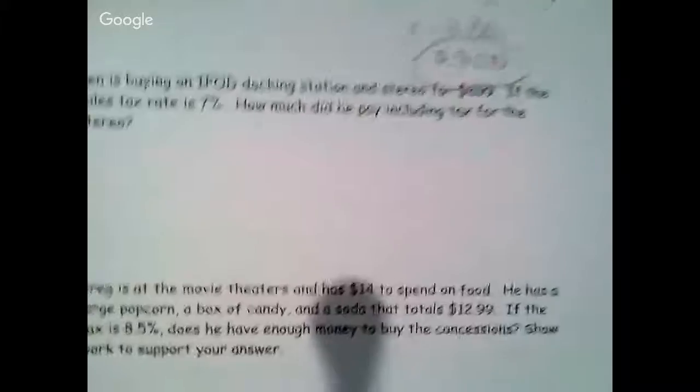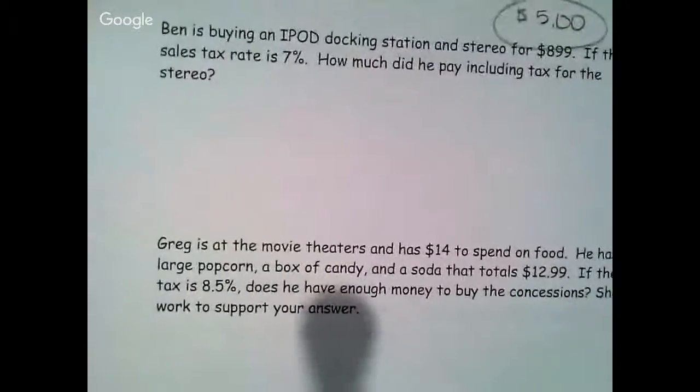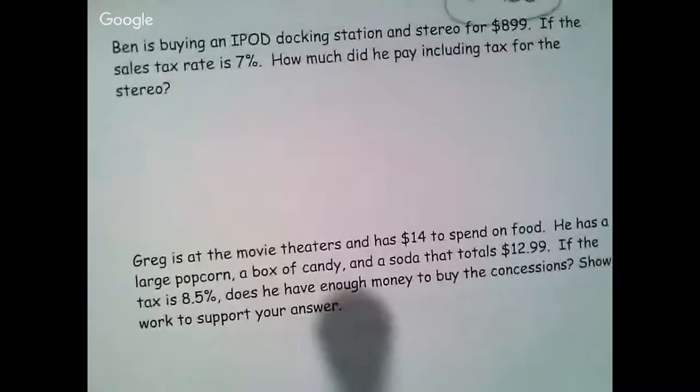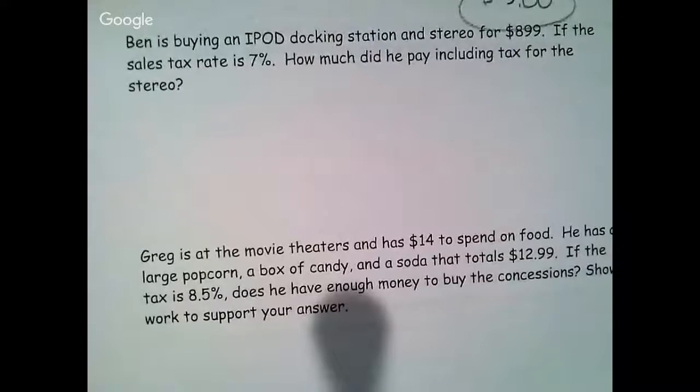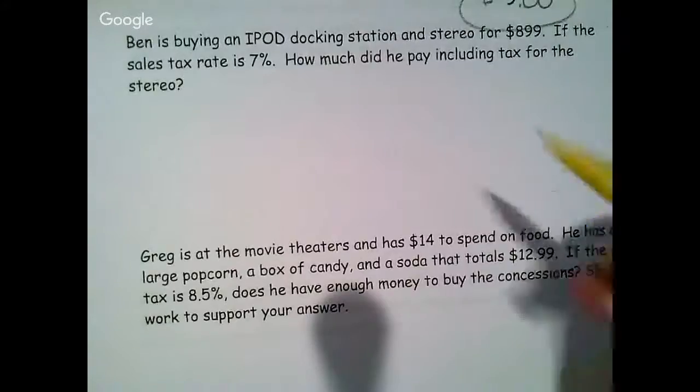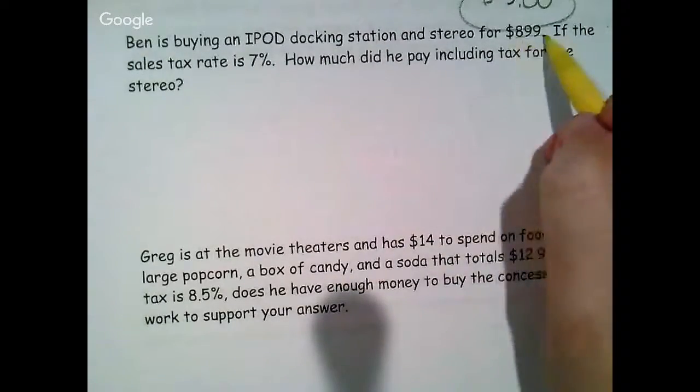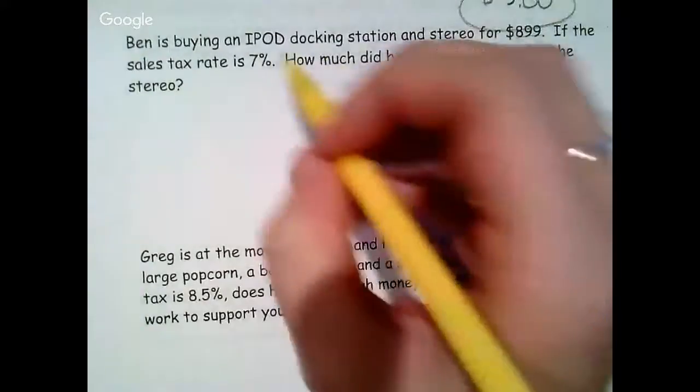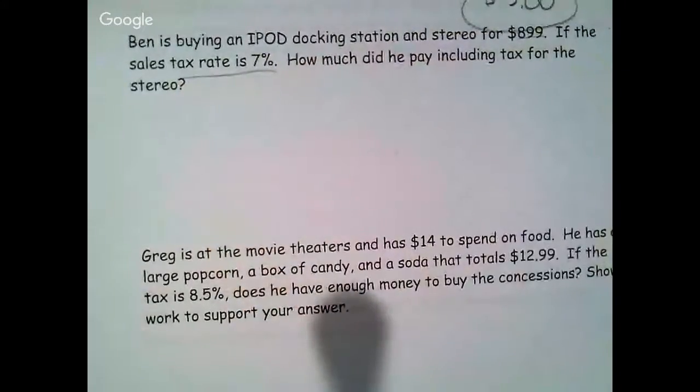All right, welcome back. For this one, you should have got $961.93 for Ben. So what I would like to do is show you how, in case you didn't get that. If you did, you can move on to the next problem. So for this one, it's $8.99 to begin with, and there's a tax rate of 7%.